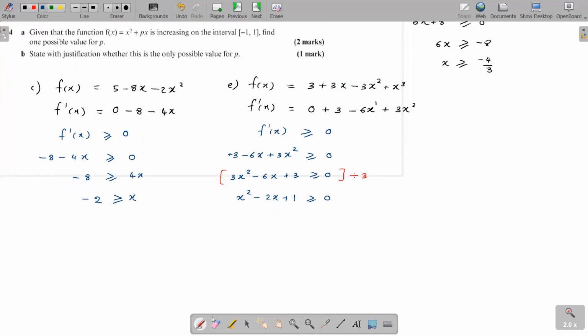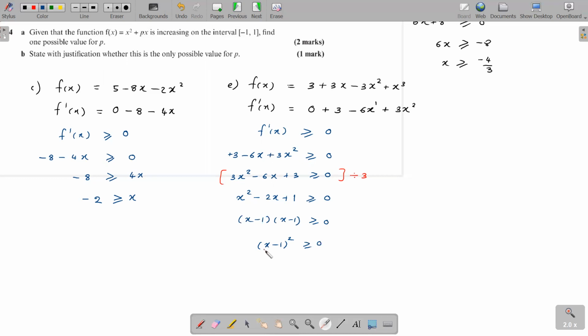Okay, so then let's factorize this. Is it possible to factorize, or do we need to go for the formula? It's x minus 1, x minus 1. Basically, it's (x minus 1) squared is greater than or equal to 0. Is that okay? You can see here the 3 I divided out, so you can see that (x minus 1) squared.